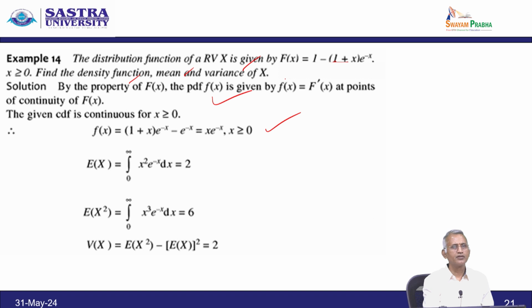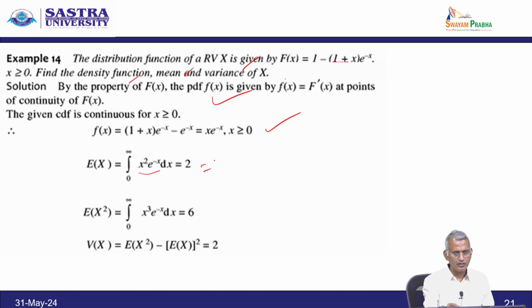So, E of x equals the integral 0 to infinity of x square into e power minus x dx. So, that becomes what? Integration by parts, do that, and finally you substitute, and the value is equal to 2. And E of x square is equal to the integral 0 to infinity of x cube e power minus x dx. Once again integration by parts, you do that, and we have 6.